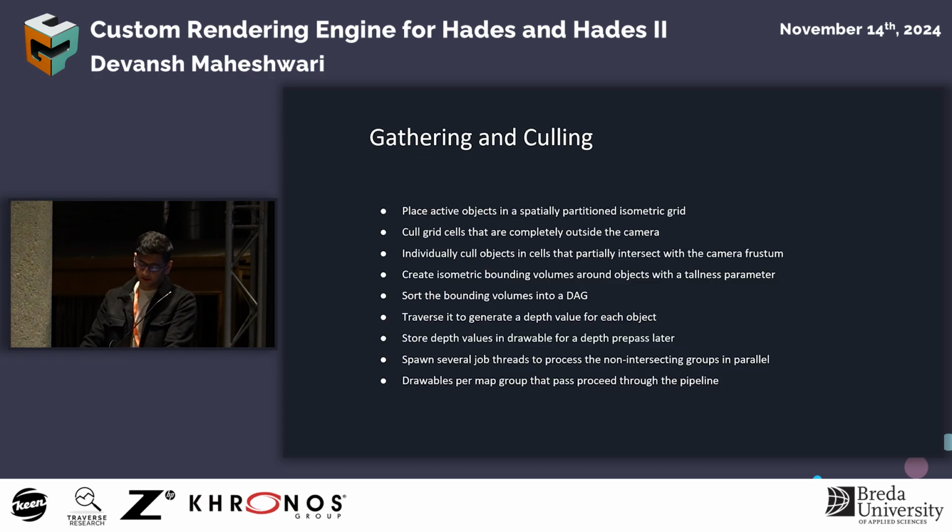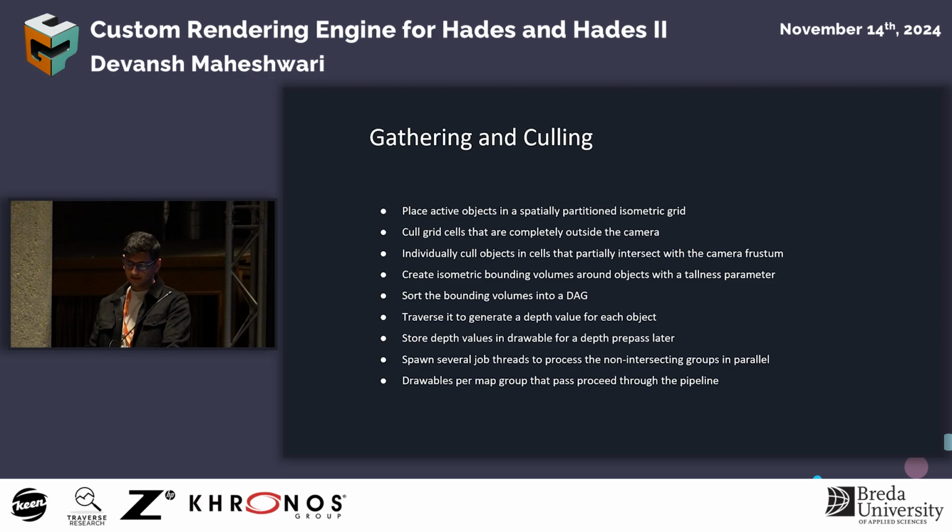So how does this step work? The first thing we do is we place all our active objects that we have in a map in a spatially partitioned isometric grid. We cull the grid cells by the camera frustum, so every cell that is outside the camera frustum gets immediately culled, which culls a lot of the map automatically. Everything that's inside the grid cell now has two choices. If it's completely inside the camera frustum, then we take all the objects. But if it's actually intersecting, then we have to check every object and the camera and see if it's actually inside or outside.